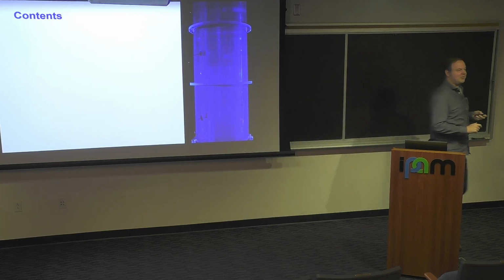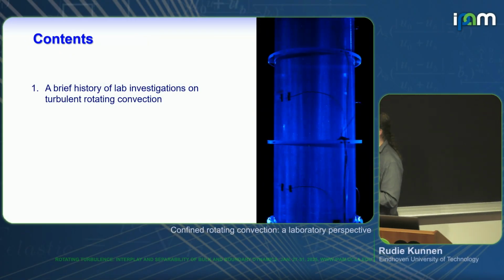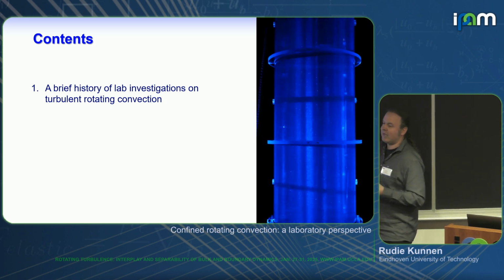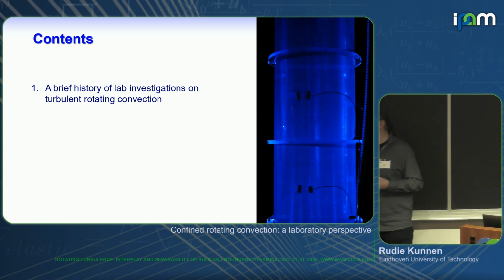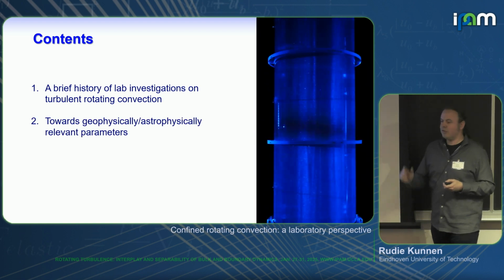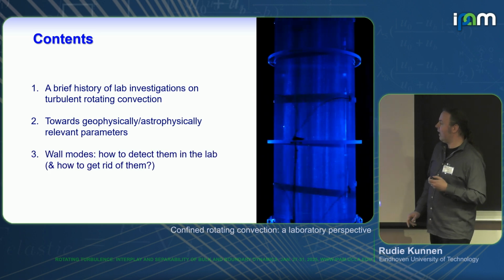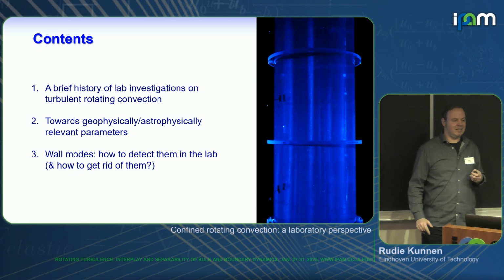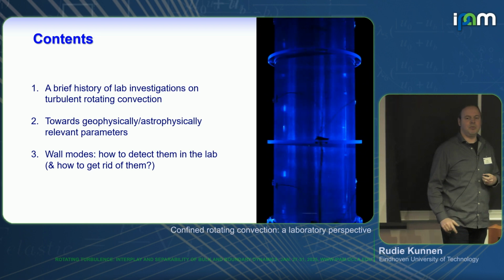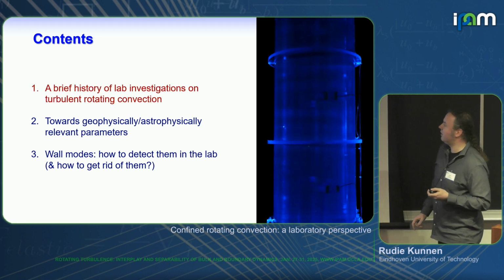So, quick contents of this presentation. I'm first going to give a brief history of the lab investigations into turbulent rotating convection, and in particular with regard to sidewall effects. And then some ideas on how to push towards geophysically and astrophysically relevant parameter settings. And then about these wall modes, how can you detect them in the lab, and possibly how can you get rid of them? So let's start off with the first one.